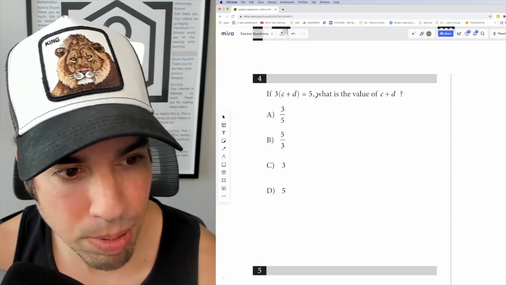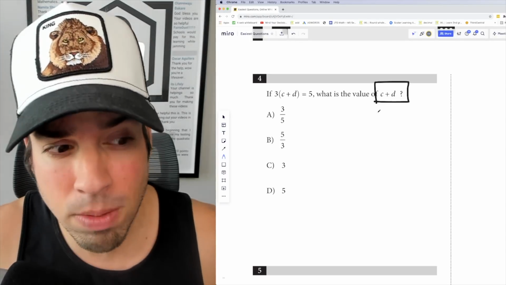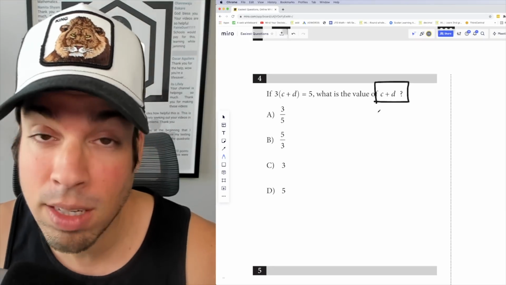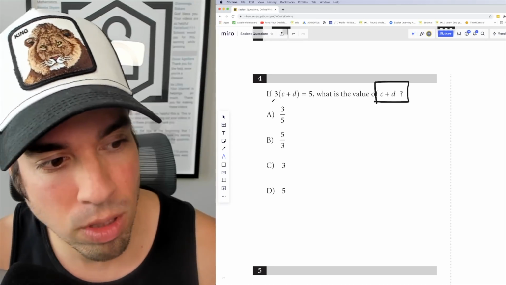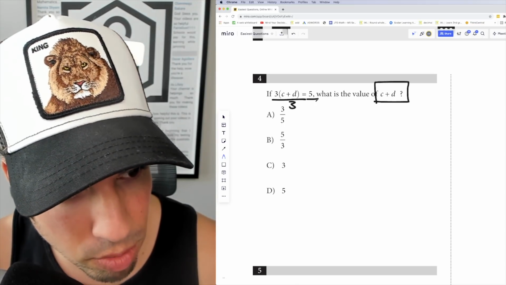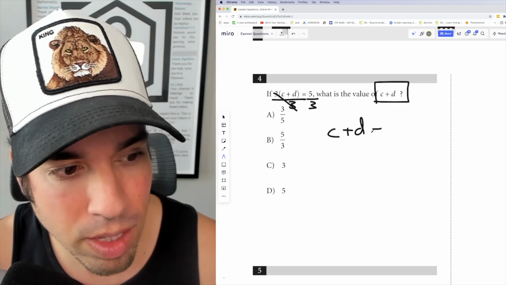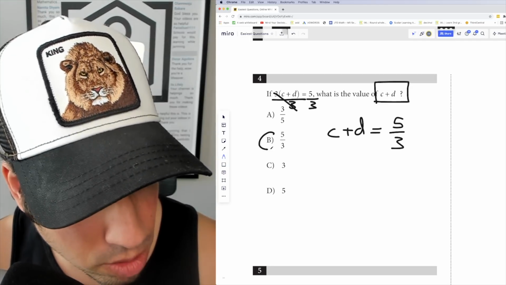If 3 times c plus d equals 5, what is the value of c plus d? Now, I don't want to make this too hard on myself because we can't solve for c and can't solve for d, and I'm not even going to go down that path because it's going to lead nowhere. But this is beautiful. Look, all I've got to do to isolate c plus d is divide both sides by 3. Check it out. And when I do that, I get c plus d equals 5/3. One and done. B is the winner.